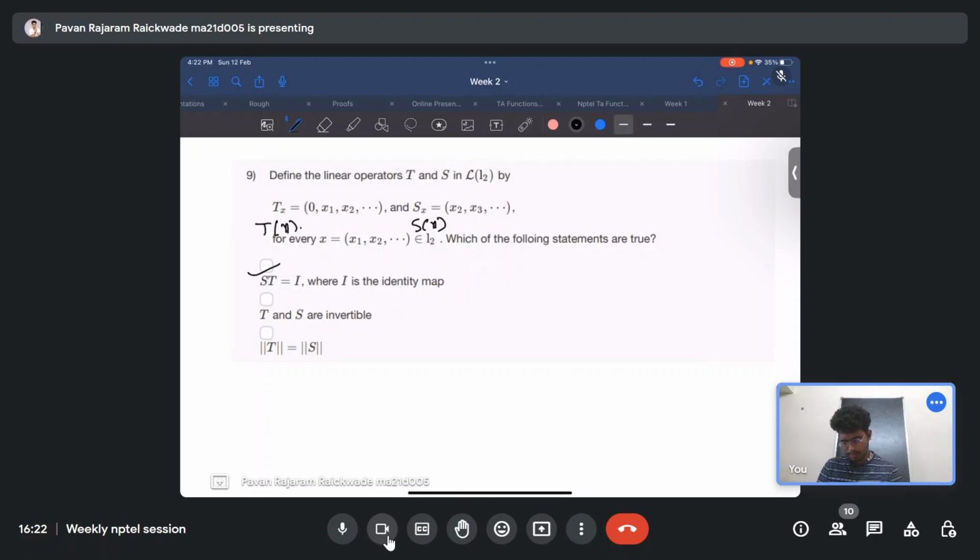Second option is T and S are invertible. Okay, so what do you think? Any ideas? Has anyone seen these operators before? Even if not seen, you can observe here. Invertible means what? You need a bijection. I mean, it has to be one-one and onto. So is the operator T onto?